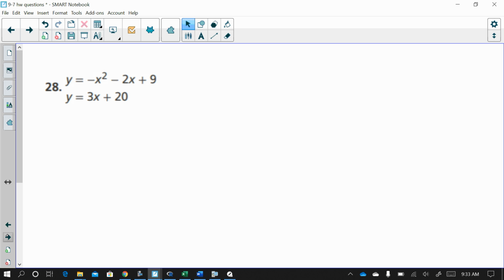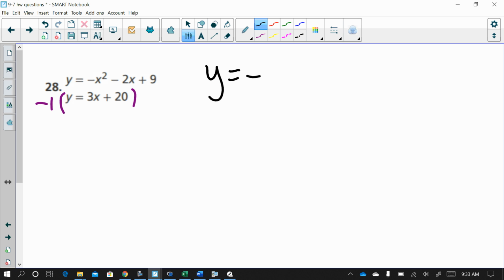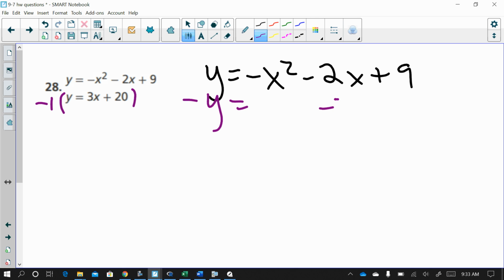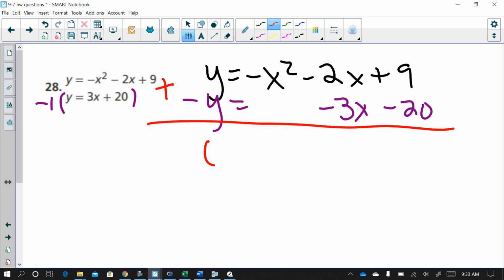Again, you can do elimination here. I had a request for elimination, so I'm going to take the one with the fewer terms and multiply that by a negative 1. If I rewrite my first one really quick, negative x squared minus 2x plus 9. And then distribute, negative y equals, again I line up my terms, negative 3x minus 20. Now I'm all set to add straight up and down. The y's cancel, I get 0 equals negative x squared minus 5x minus 11. Already this is looking like it's going to be another messy one, so just be warned.